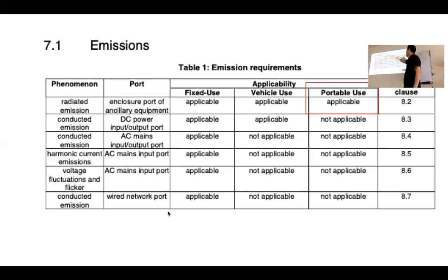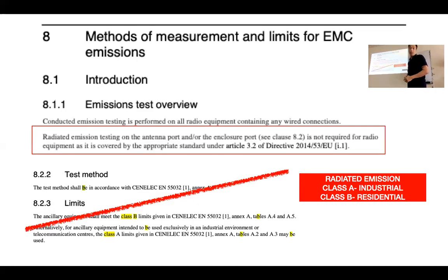Why? Then you tell the auditor that it's fixed use, vehicle use, and ours is portable use. Like drones, they are all portable use. And here, as I say, we only look at the radiated testing. This one is not a wire connection, this one is radiated, so we don't do conducted. Conducted is only if it is connected. So under radiated there are two.